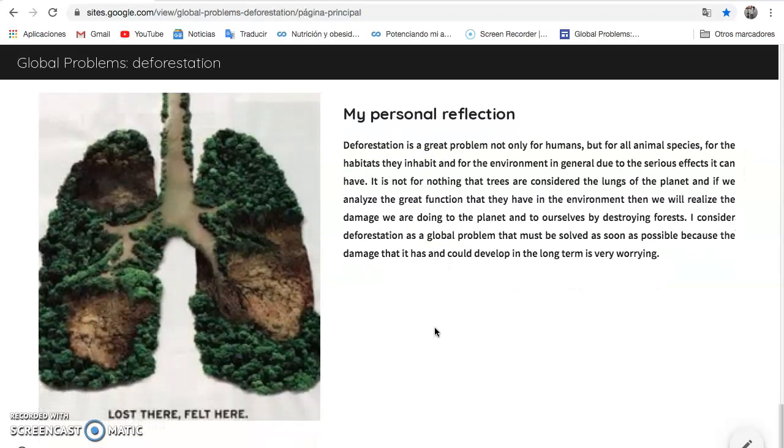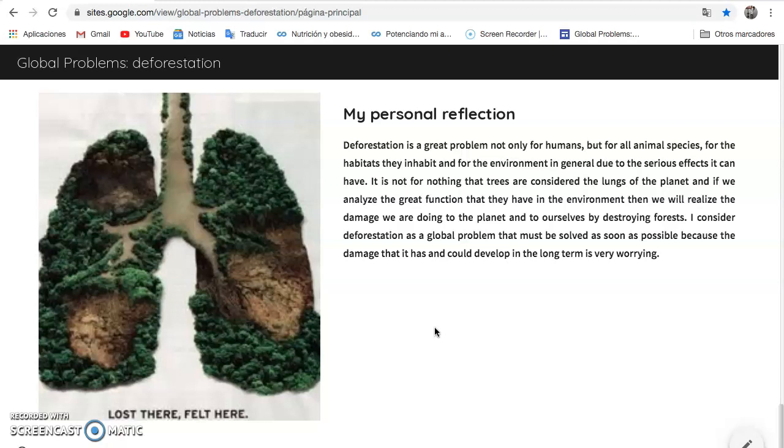Deforestation is a problem that affects everything. Deforestation affects humans, animals, ecosystems, habitats, trees, and the environment in general. I think it isn't for nothing that trees receive the name of the planet's lungs. Because, in my opinion, trees have one of the most important functions in the environment for the preservation of life, the health of the rivers, and the production of oxygen.